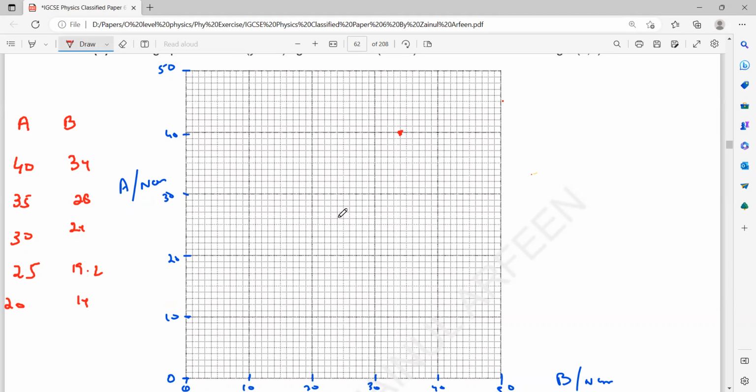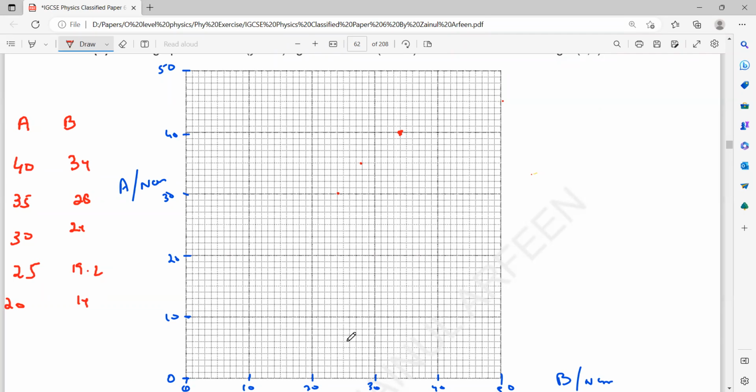Then we have 35 and 28. So this one is 28 and 35. 1, 2, 3, 4, 5 and 28. Then 24, because B is on the x-axis, so 24 and 30. So 1, 2, 3, 4, 24 and 30.